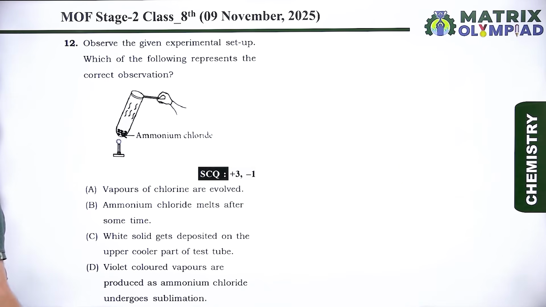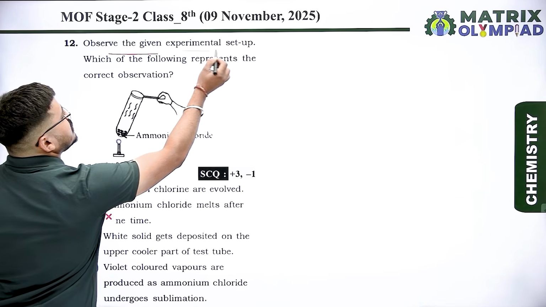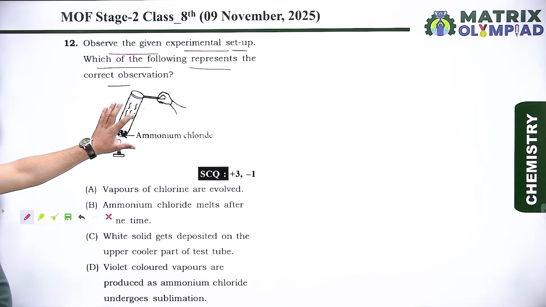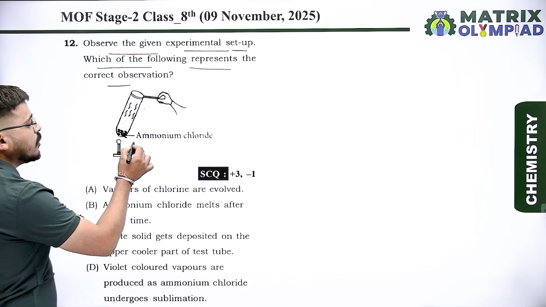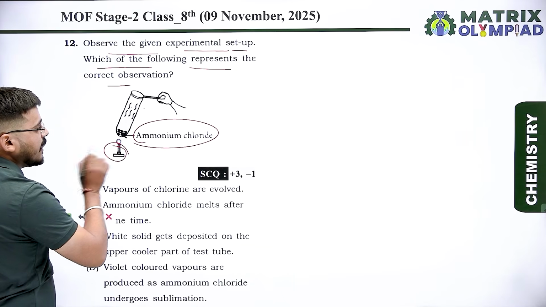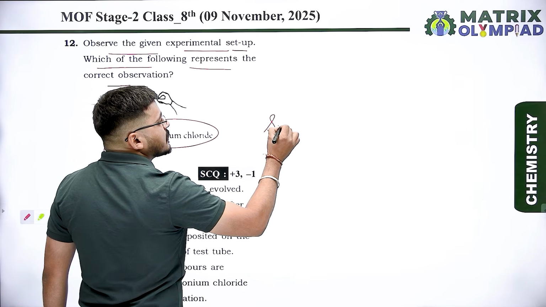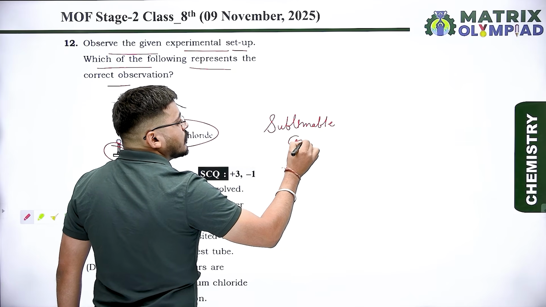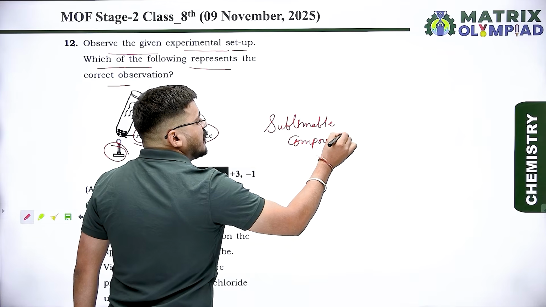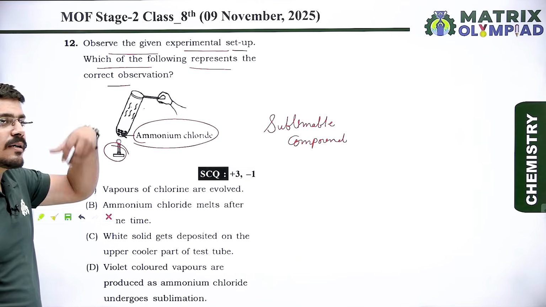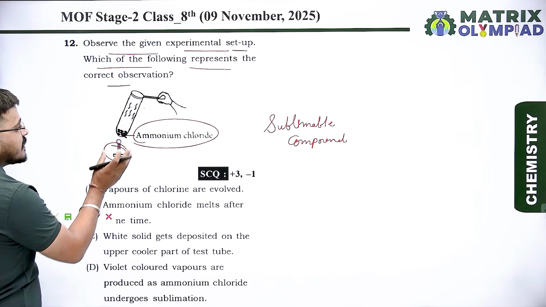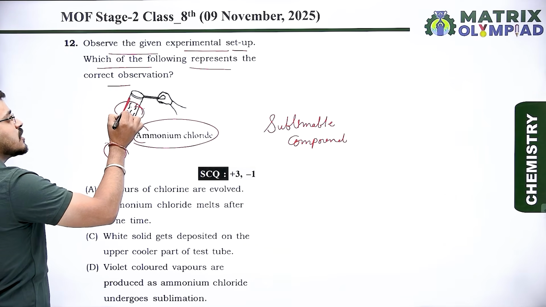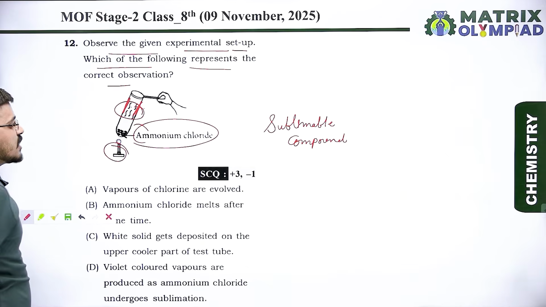Here in question number 12, observe the given experimental setup. Which of the following represents the correct observation? In this experimental setup, you can see ammonium chloride is heated. Ammonium chloride is a sublimable compound. Sublimable compound means it directly converts into the gas. When ammonium chloride is heated, it converts into the gas, and this gas is again deposited over this test tube. So let's check the options.